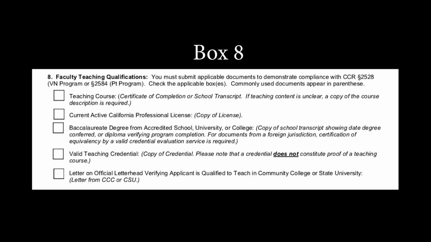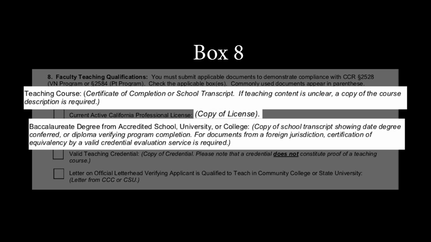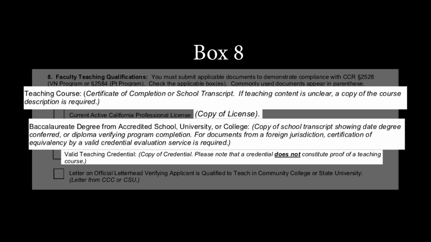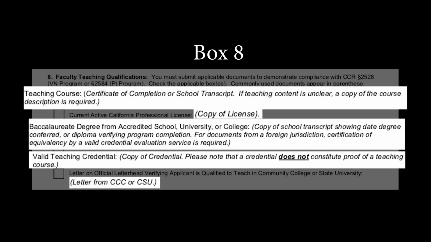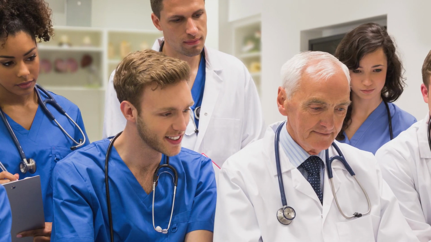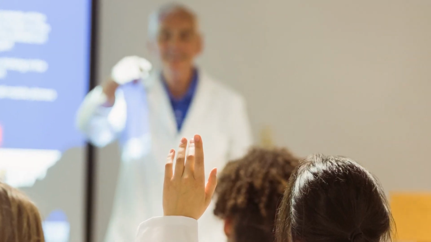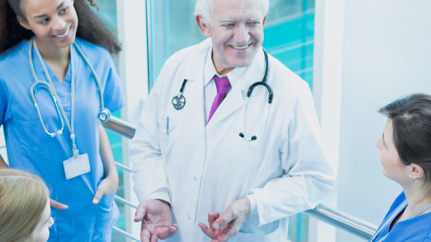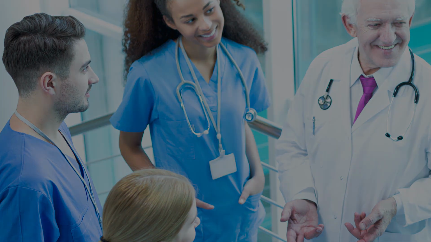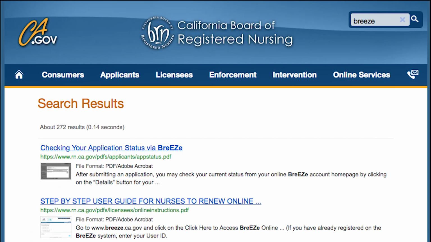Let's take a look at Box 8. Please note in the parentheses the documents you'll need to submit along with the application to demonstrate the proposed faculty member's qualifications. Only courses completed at an approved school will be accepted. Continuing education courses offered by a professional organization aren't acceptable for the purposes of demonstrating the faculty member's qualifications. Each applicant must have a current professional license. We'll show you a little later in this video how to document that using our Breeze system.